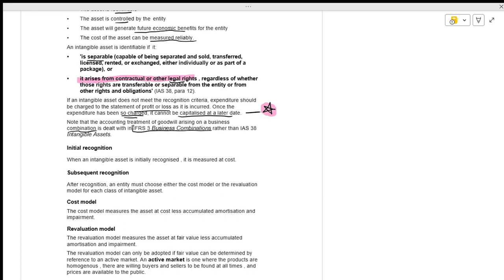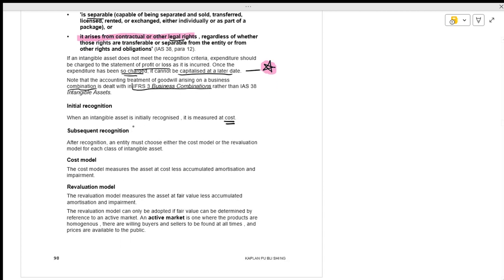Initial recognition should be at cost. Subsequent measurement will be either the cost model or the revaluation model. The same rules, the things are not changing. The cost model measures cost less accumulated amortization. Here we are not getting depreciation, we are getting amortization. When do we do amortization? When we have a definite life, a finite life.